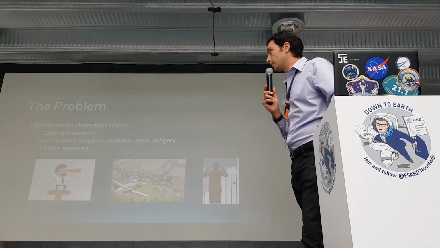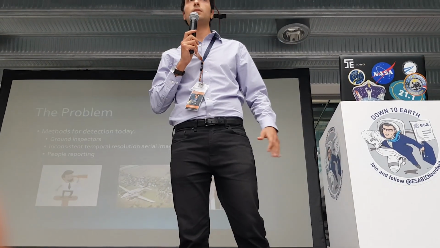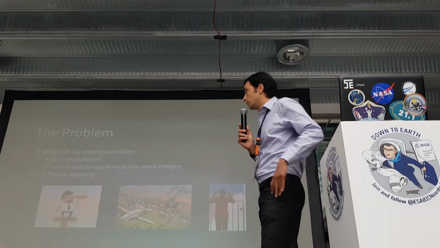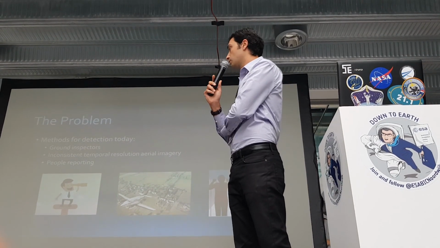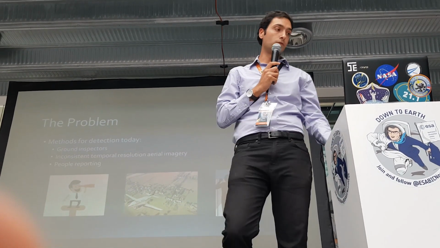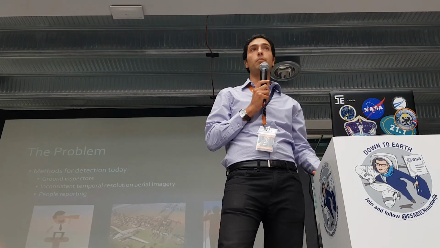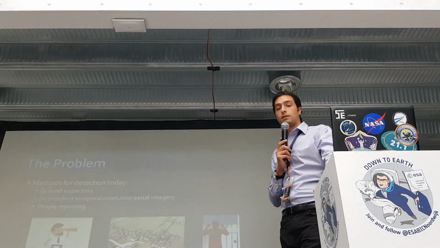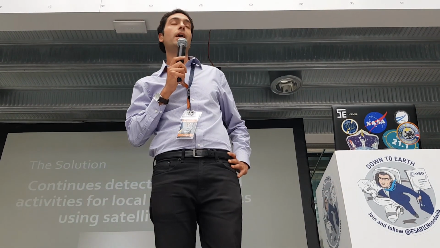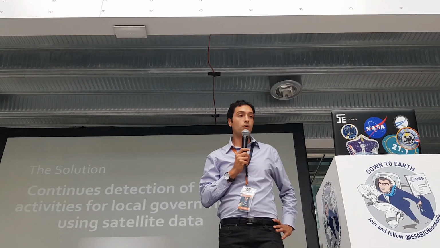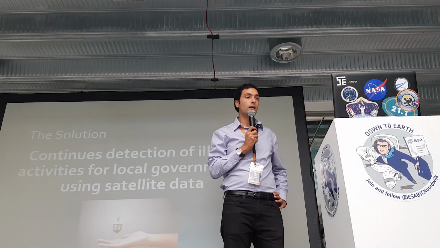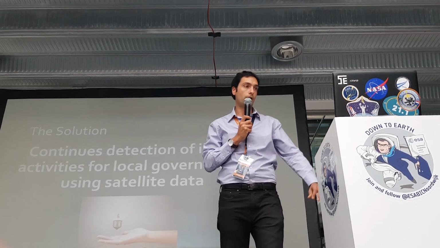So, what is the problem? The problem today, most governments or local governments cannot or try to detect problems using ground inspectors, inconsistent temporal resolution imagery, and people reporting on others. So, as you know, that doesn't happen to be a very good solution, and we come up with this solution of continuous detection of illegal activities using satellite data for local governments. And this is the solution we come up with to bridge over this gap that we found.